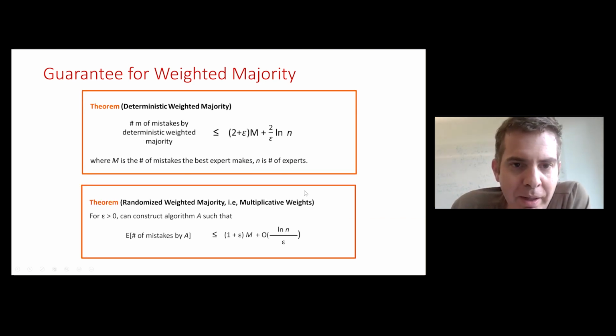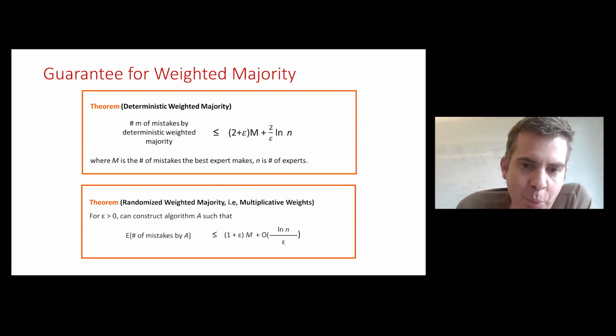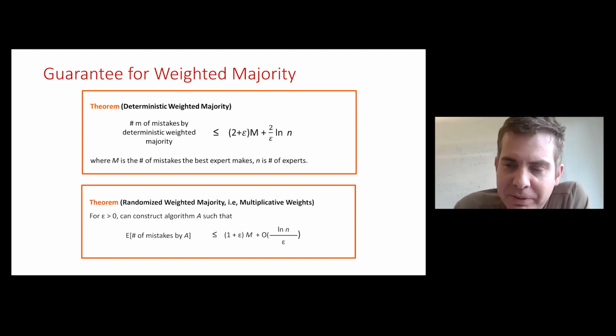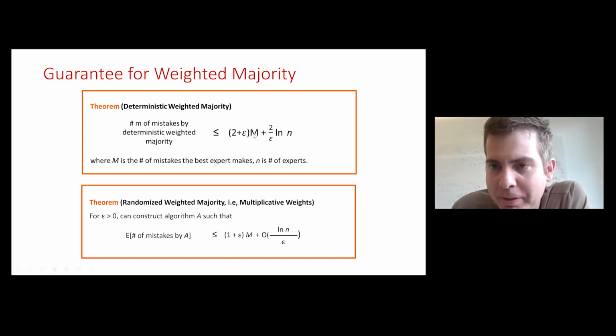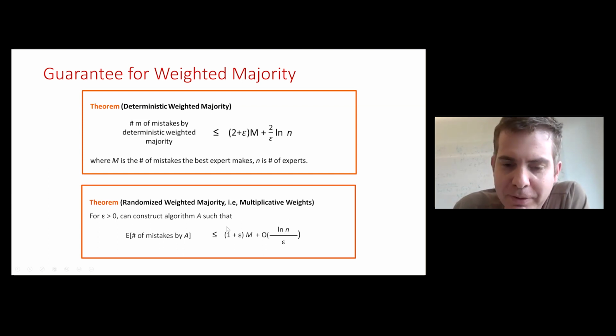Okay, so that's the deterministic weighted majority, which is here in this top box. And in the bottom box, there's a randomized weighted majority or multiplicative weights algorithm, which bounds the expected number of mistakes made by your algorithm. Instead of getting a 2 plus epsilon approximation, the expected number of mistakes by your algorithm is at most 1 plus epsilon times the number M of mistakes of the best expert plus order natural log of n over epsilon. And again, you can choose epsilon however you wish.